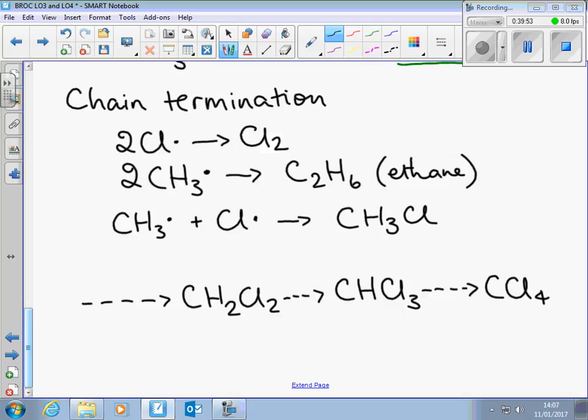But in reality, you'd probably end up with a bit of a mixture of those, really, because each one of your completed products, like your CH3Cl or CH2Cl2, could equally be attacked by another chlorine radical, depending if you've got enough UV light to keep splitting enough chlorine. So it's a matter of how much light there is, how much chlorine you've got to start with, and that sort of thing. So that's the basic part of it.